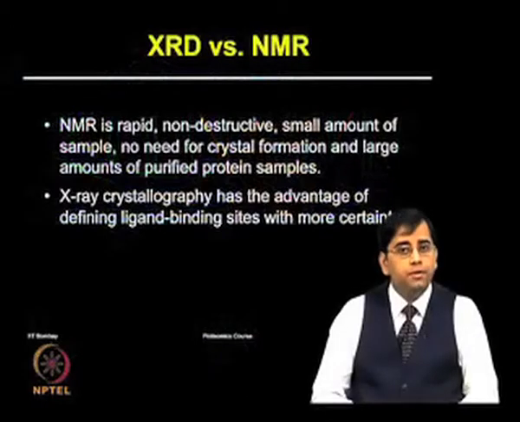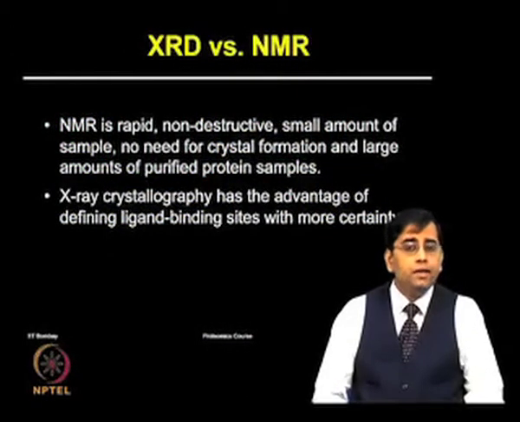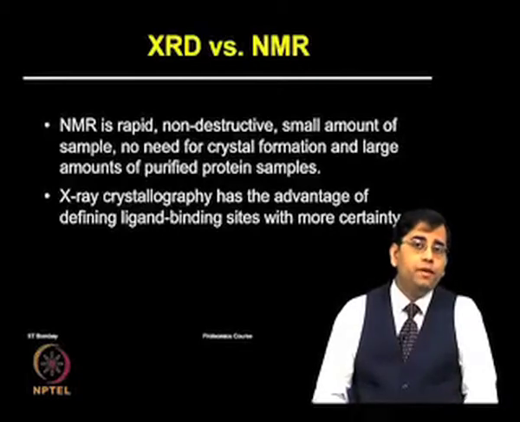Use of both XRD and NMR methods allows us to obtain structural information from a wider range of proteins than either method alone. NMR is rapid, non-destructive, uses a small amount of sample and does not require tedious sample preparation such as making crystals and large amounts of purified protein samples. On the other hand, XRD has the advantage of defining the ligand binding sites with more certainty.